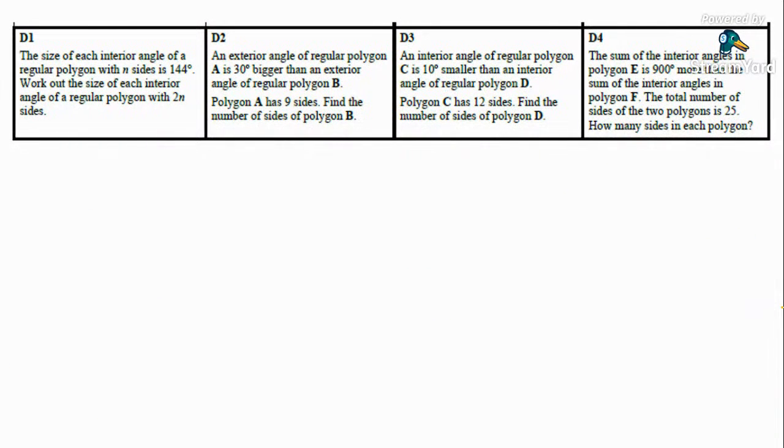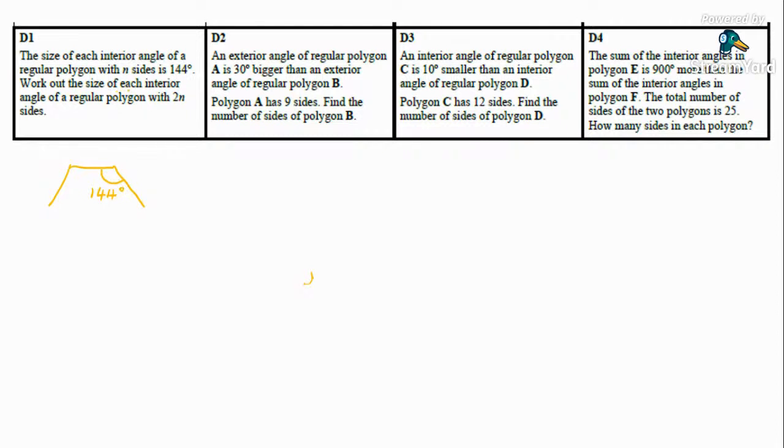So lastly, we are going into part D. Here, it says the size of each interior angle of a regular polygon is 144. Okay, so we use a dummy polygon, and we denote this as 144.